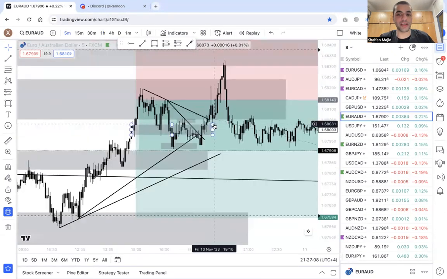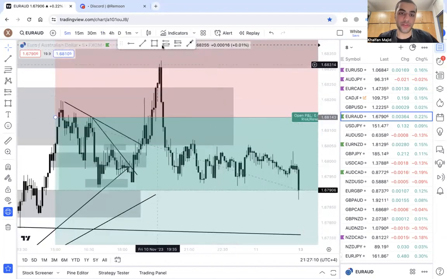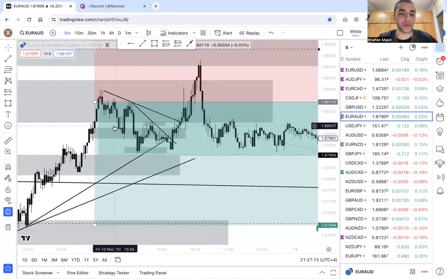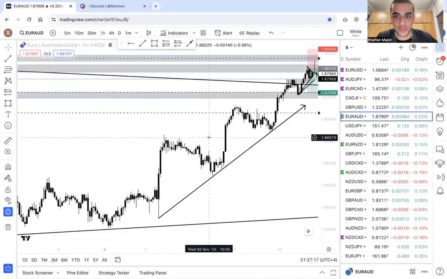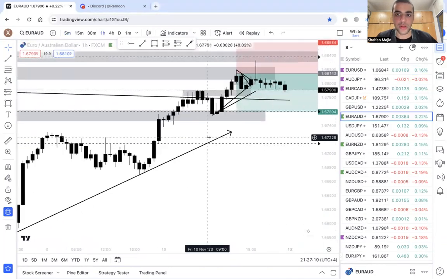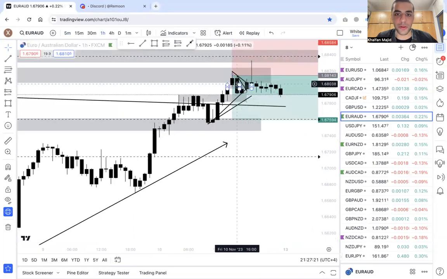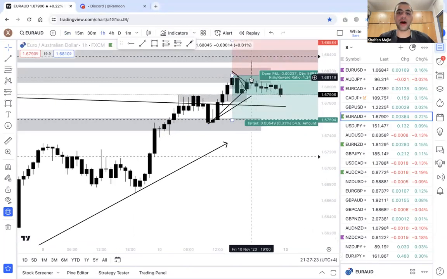And I don't know if it went against me. It also broke this zone again. It was going sideways for, I don't know, like 1H. Let's go to the H1. So I entered here. So 1, 2, 3, 4, 5 hours straight, like 5 hours. And then it started going my way.